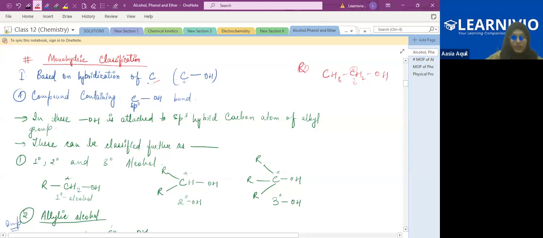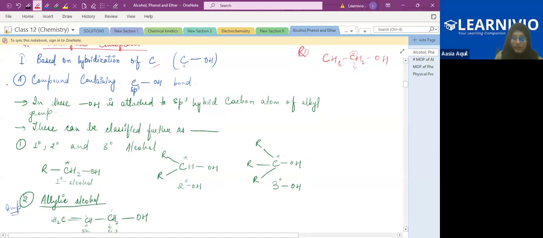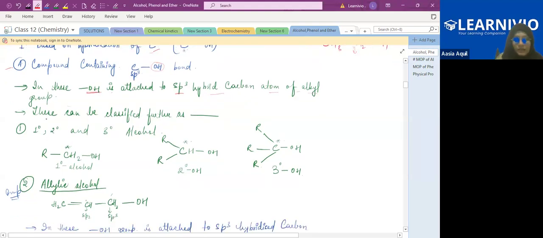In this there are two types, and again there is a sub classification. The compound which contains the sp3 hybridized carbon, when the hydroxyl group is directly attached to sp3 hybridized carbon atom of the alkyl group, this type of bond you will see. These can be classified further as primary, secondary, and tertiary alcohol.